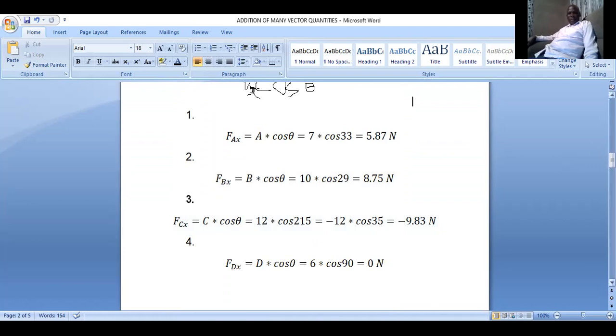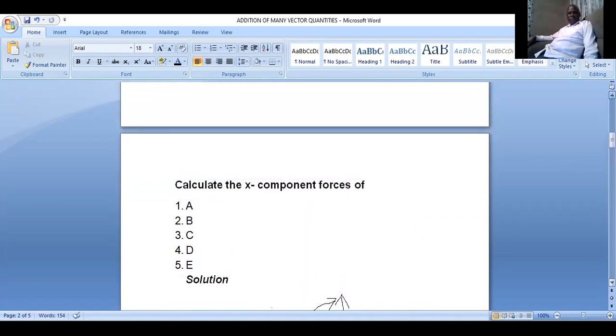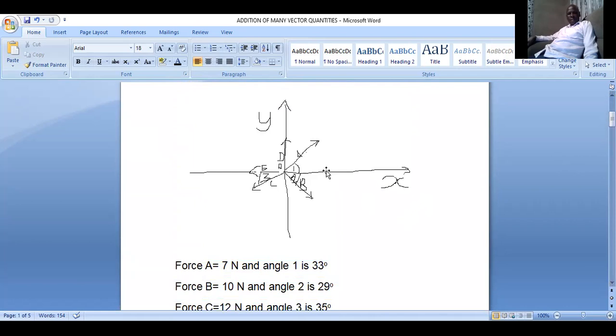For force D, we note that it's along the positive y-axis, and therefore the angle starting from the positive x-axis is 90 degrees.